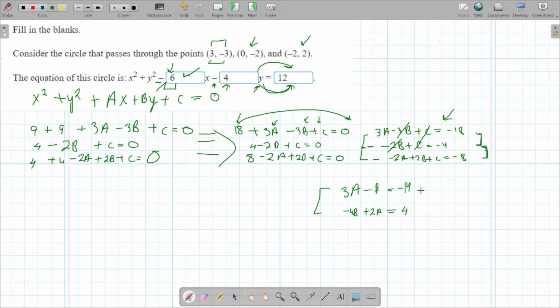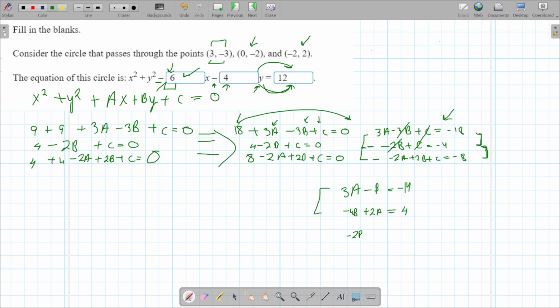At this point, all of you should know how to solve two equations on paper. You're going to get b equals 3, or no, let's actually solve for a. Let's solve for a. Down here, I can divide it all by 2.